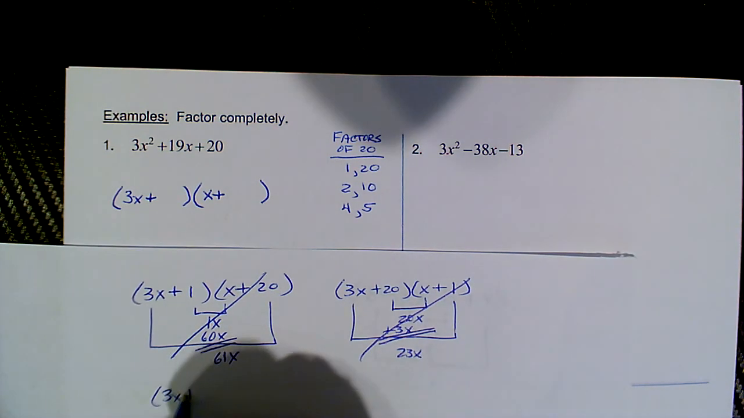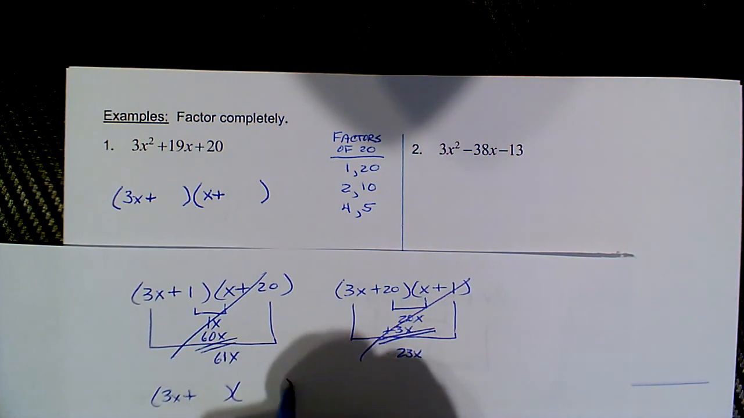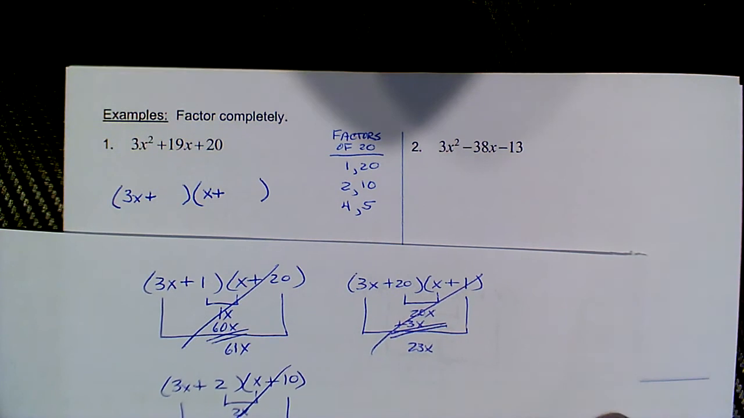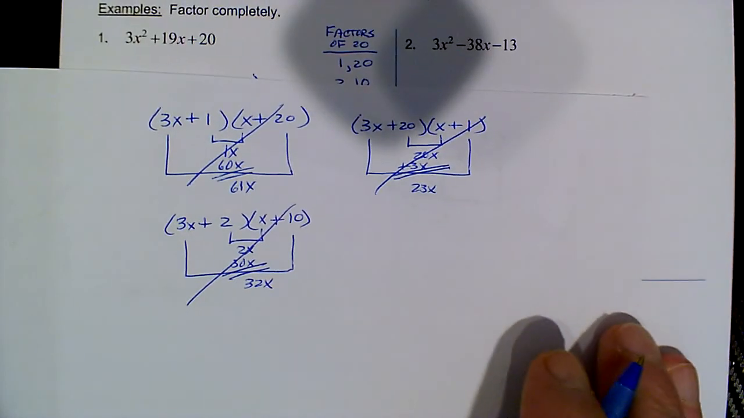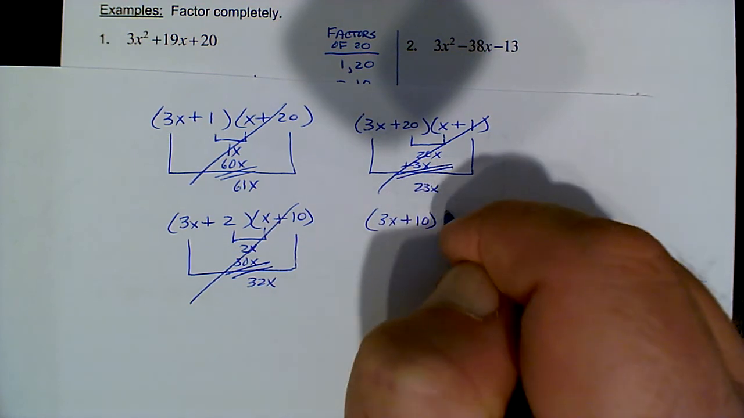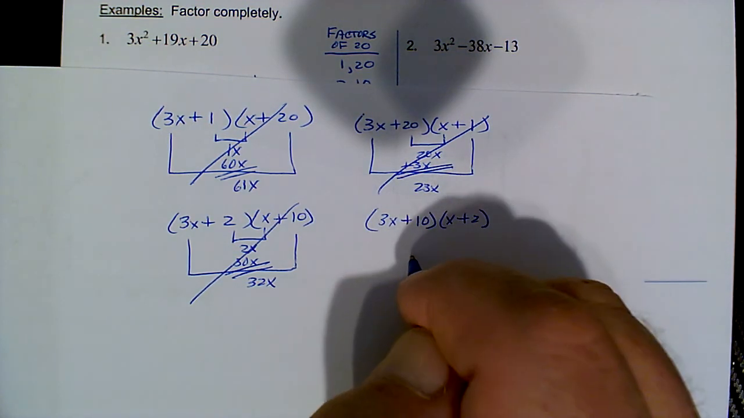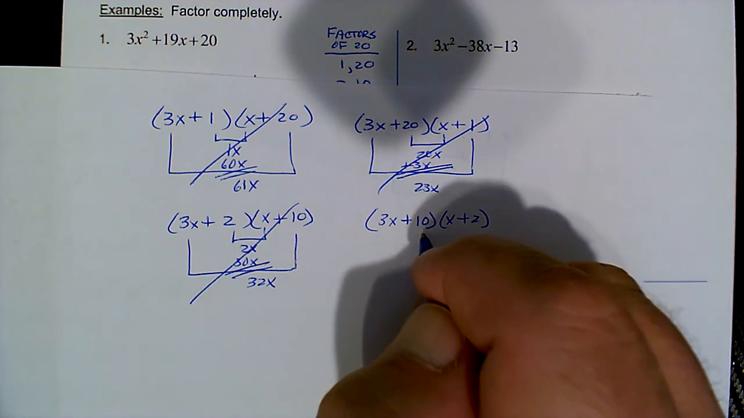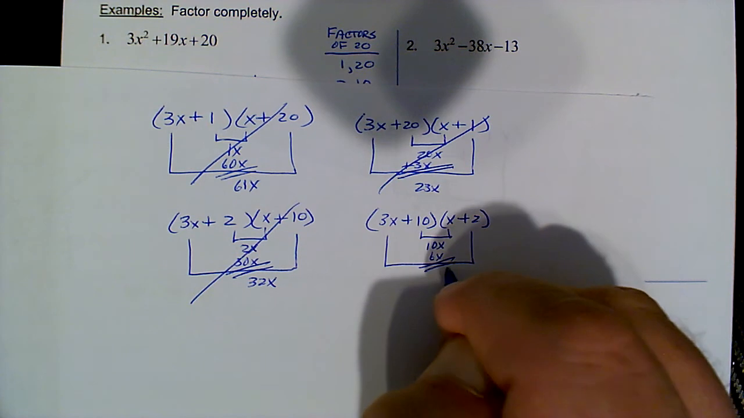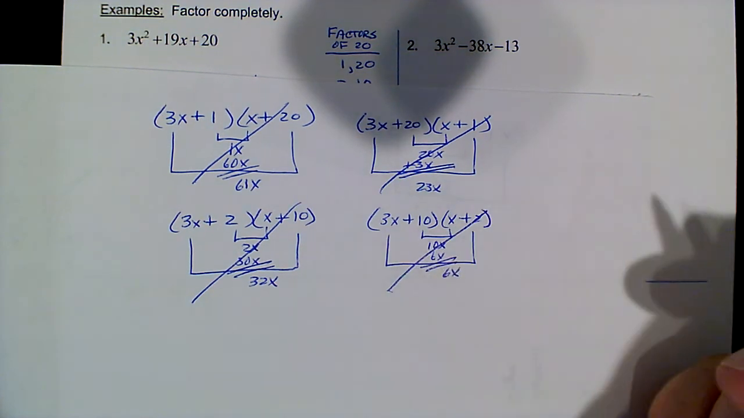So then maybe it's the 2 and the 10. So I'm going to try +2 and +10. Inners give 2x, outers 30x, combined 32x. That's not it. So maybe you switch them around. Maybe it's the 10 with the 3x and the 2 with the x. And so inners give 10x, outers 6x. That gives us 16x. That's wrong as well.